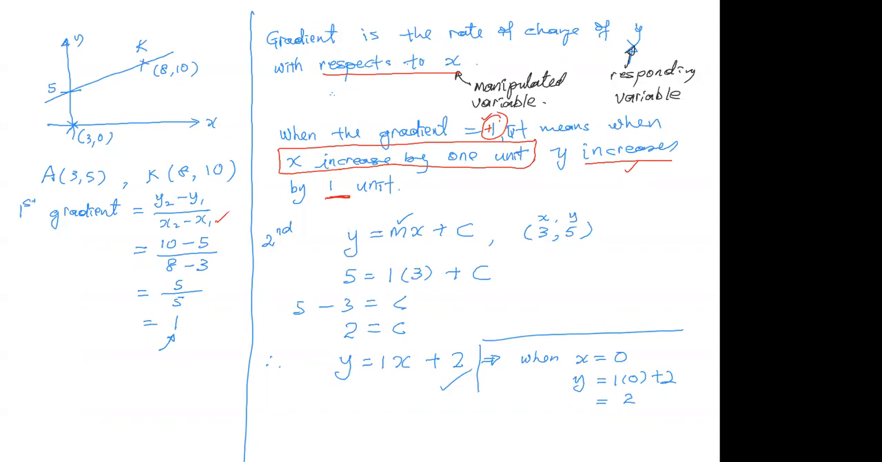So when you have a positive gradient, that means x increases, y increases. And if it's a straight line, you just say y increases linearly. So this is what I want to bring to you, the meaning of the gradient. Everyone must know how to find the equation of a straight line. Okay, can I go to the second one?